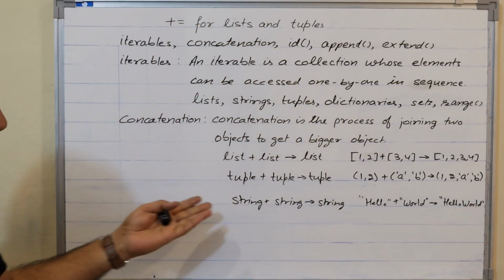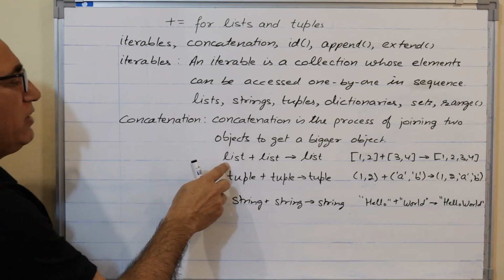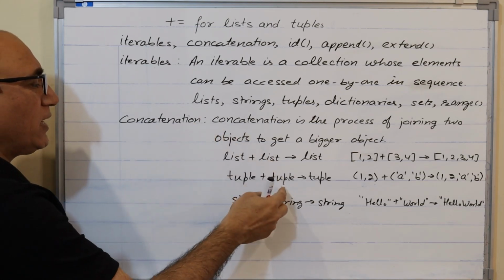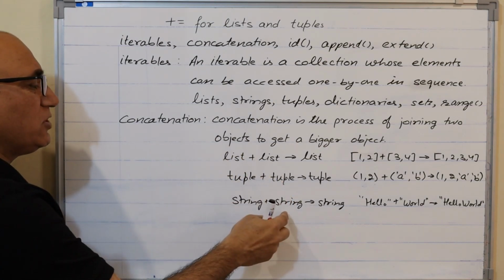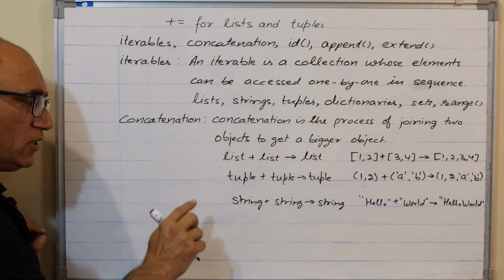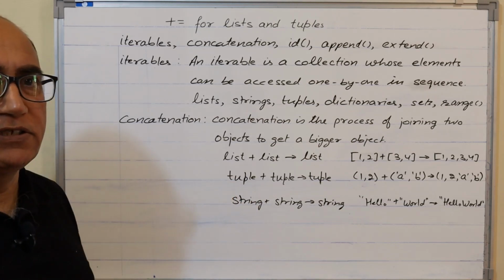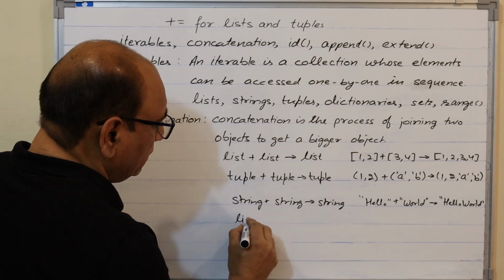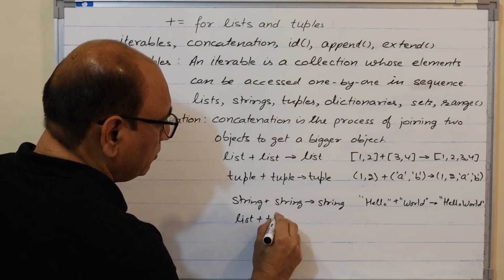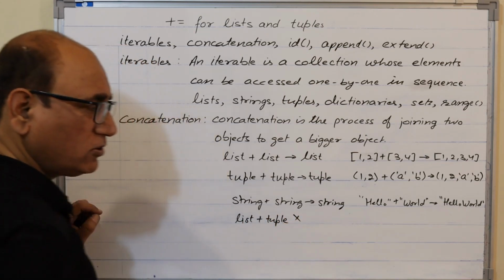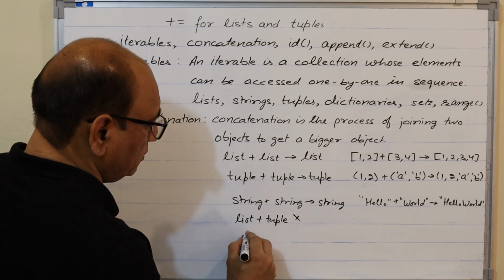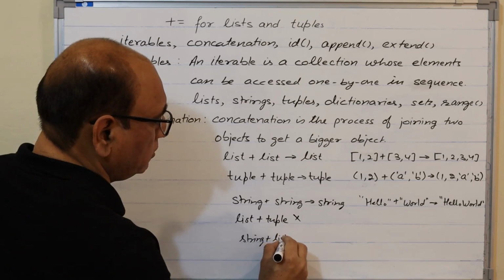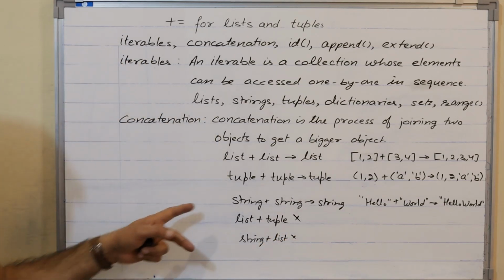This is what is concatenation. Concatenation is defined for list and list, means list can be concatenated to a list, a tuple can be concatenated to a tuple only, and a string can be concatenated to a string only. No other kind of concatenation is allowed in Python. For example, I cannot concatenate a list and a tuple. Not allowed. String and list. Not allowed. Okay, you should be very clear about this.